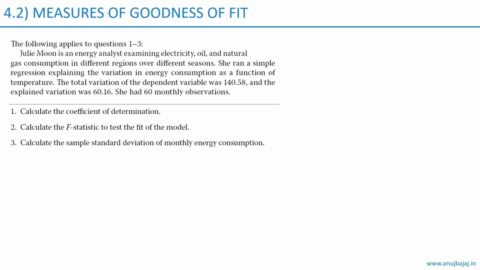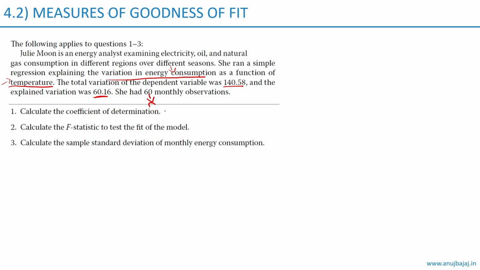Let us solve the following example. Julie Moon is an energy analyst examining electricity, oil, and natural gas consumption. She runs a simple regression explaining the variation in the energy consumption as a function of temperature. So the dependent variable is the energy consumption and the independent variable is the temperature. The total variation is 140.58. The explained variation is 60.16 and the sample size is 60.